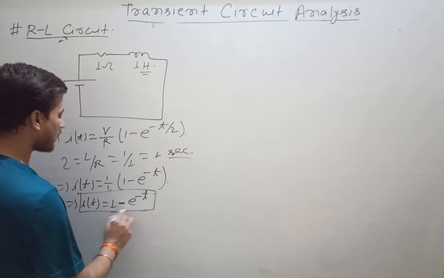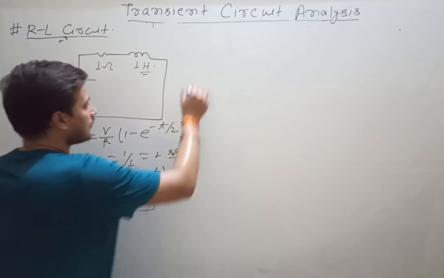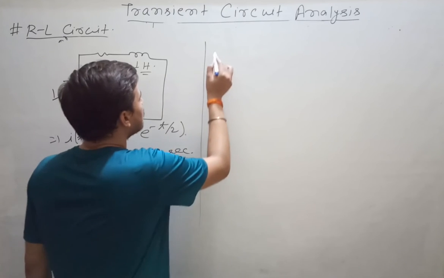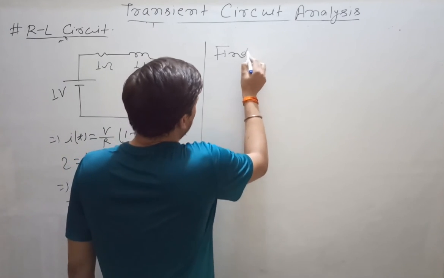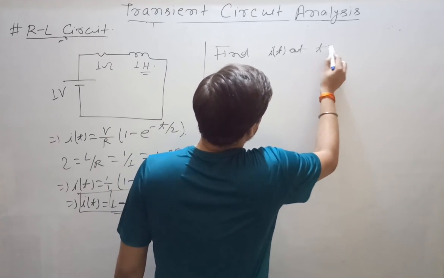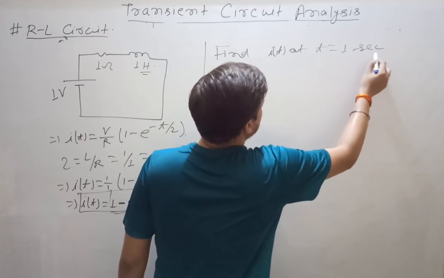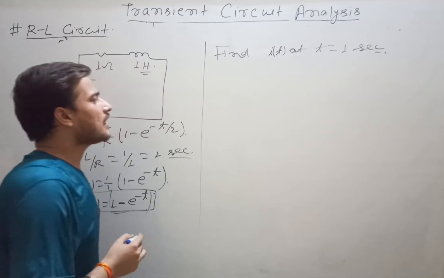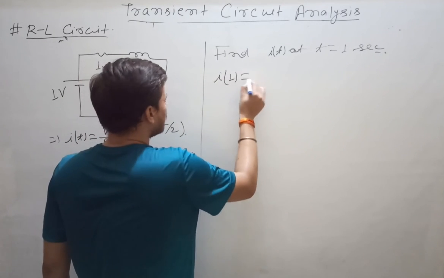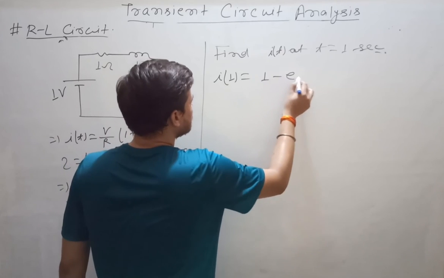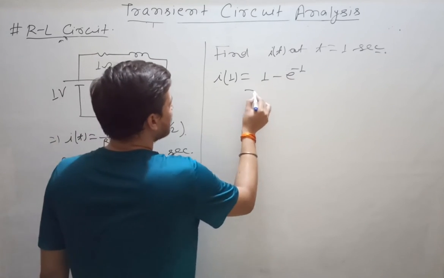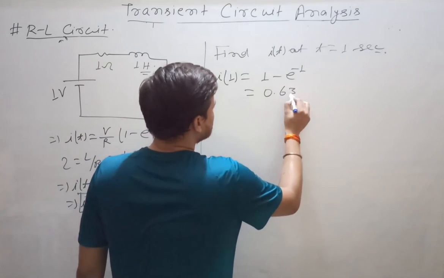Clear? This is the expression of IT. Now in the numerical questions, it will be asked to find IT at t equal to 1 second. So you write I1 will be equal to 1 minus e to the power minus 1. Its answer will be 0.632 ampere.